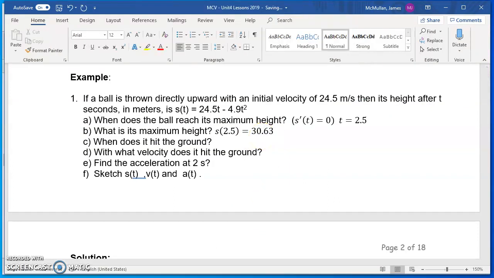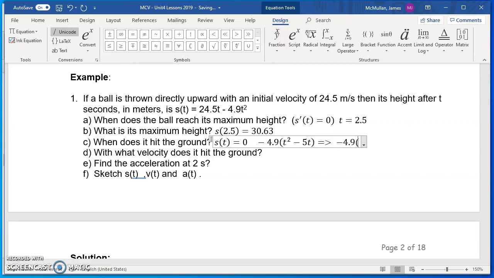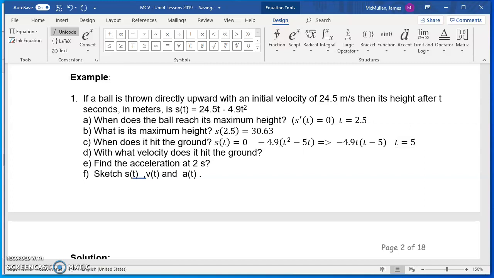30.63. When does it hit the ground? It hits the ground when s of t itself is 0. So you have to take that function and factor it. We just quickly factor it. If we take out the negative 4.9 to the front, we get t squared minus 5t, which is equal to negative 4.9 times t times t minus 5. You can see it hits the ground at 5 seconds, so let's say t equals 5.